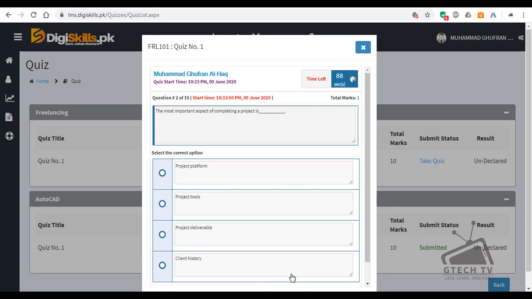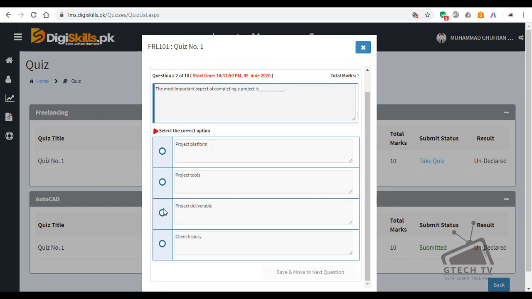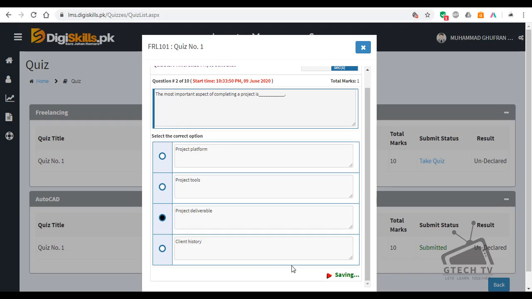The most important aspect of completing a project is project platform, project tools, project deliverable, or client history. I think project deliverable. My point of view, I think this is the right answer. So save and move to next question.